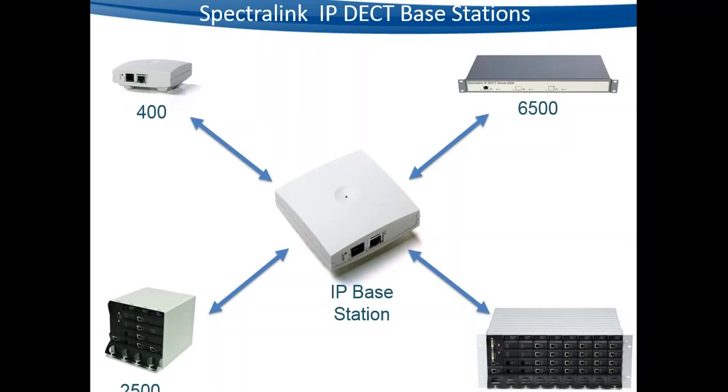But realistically, the IP base stations can be used on any of the current model Spectralink DECT servers. So that's not just limited to what we term the IP DECT solutions, which would be the IP DECT server 400 and IP DECT server 6500, but that also applies to the DECT server 2500 and DECT server 8000, where historically most people have run digital base stations, or what Spectralink just call their DECT base station, but can definitely now run IP base stations on all of those systems.